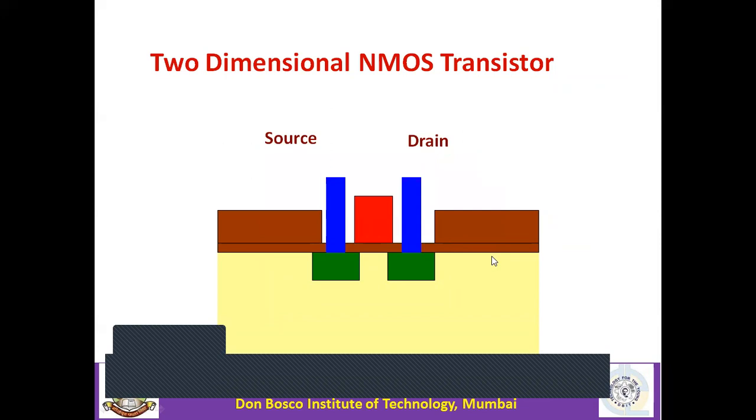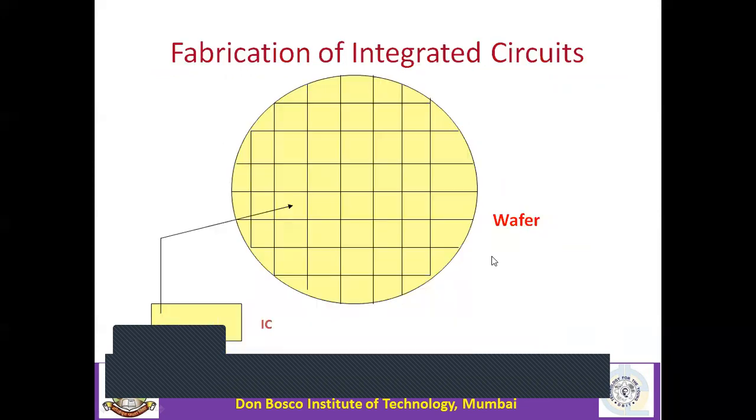So how are you going to fabricate this? I have shown various processes. Basically this is a wafer. We don't fabricate a single transistor; we fabricate billions of transistors. So this is a wafer, a silicon wafer. It is a circular disc.